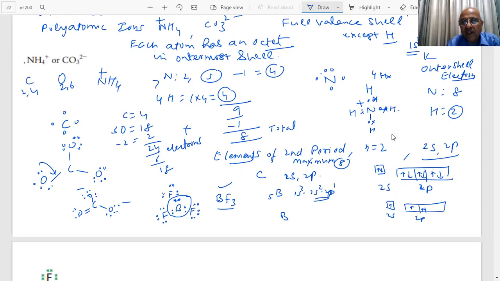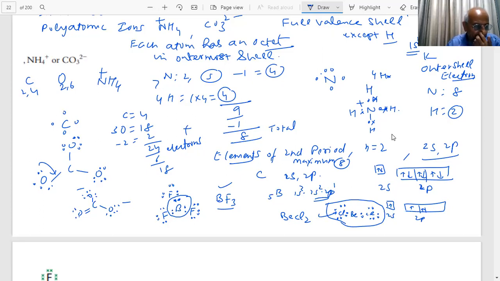Similarly, if you write BeCl2, student, what will you find in BeCl2? Beryllium has only a total of 4 electrons in BeCl2. What is beryllium? Atomic number 4. So if I write for beryllium, student, you see, in this beryllium has got how many? 4 electrons only. So these species, they don't have an octet.